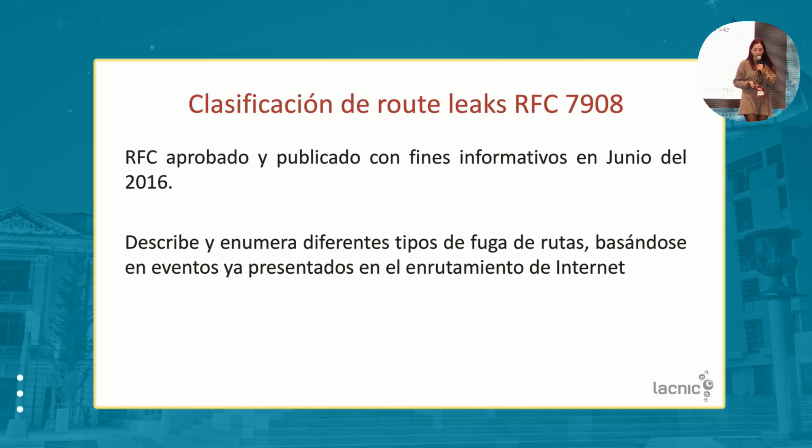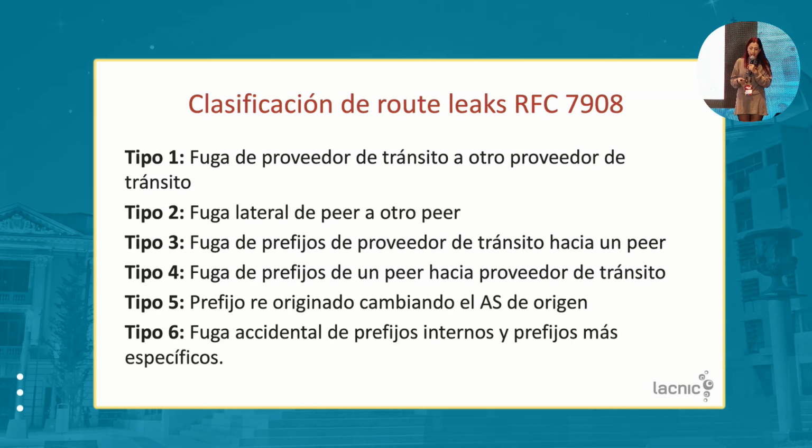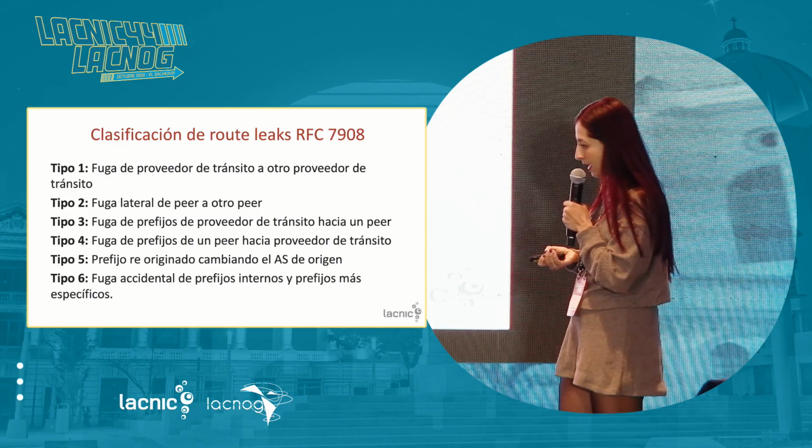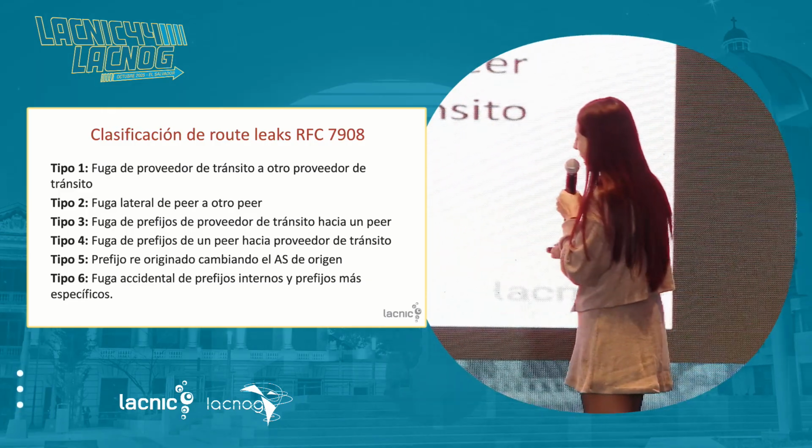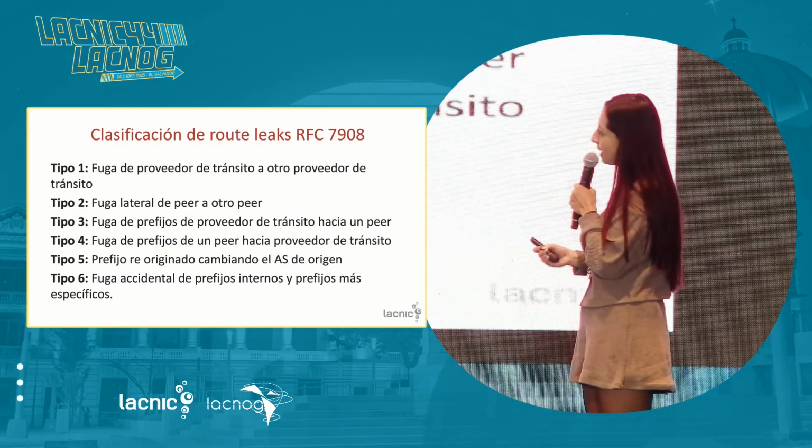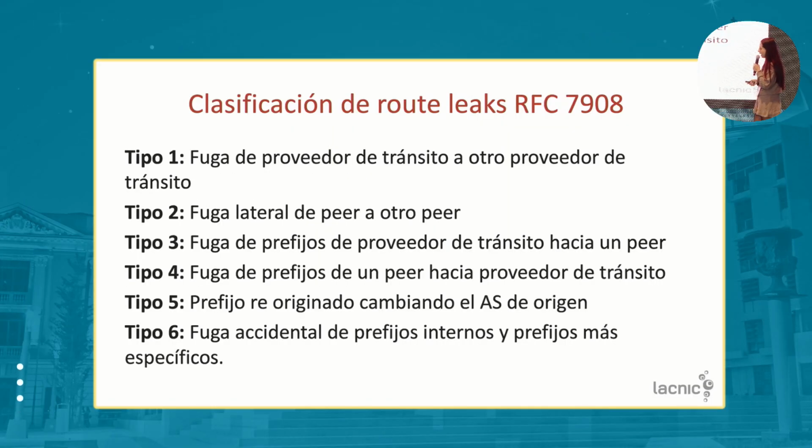RFC 7908 informs about the classification of the different types of route leaks, and also so that you understand which type of publications you have to make depending on the connections that we have. These are the 6 types of route leaks that we have over here. A provider leak, when a transit provider is made to another transit provider. What are the types of leaks that could occur in connections such as those that a transit provider should not be announcing to another transit provider? And also a lateral leak from peer to peer. This is type 2. Which announcement should be published?